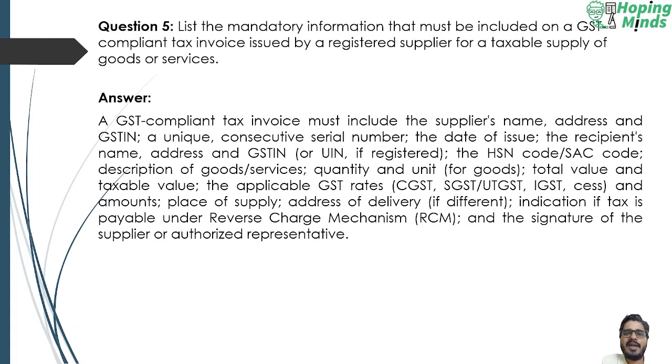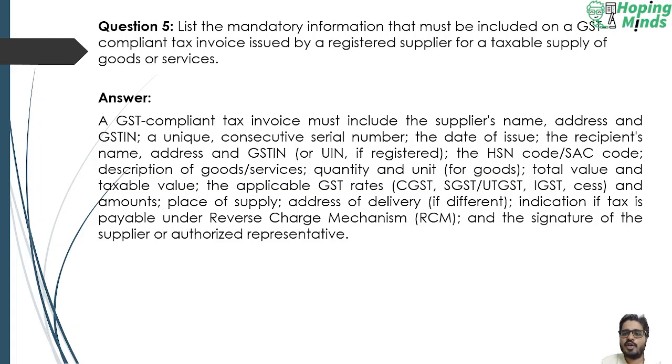Next, list the mandatory information that must be included on a GST compliant tax invoice issued by a registered supplier for a taxable supply of goods or services. So a GST compliant tax invoice must include the supplier's name, address and GSTIN, a unique consecutive serial number. This serial number, that is the invoice number, should not exceed 16 characters or else the portal will not accept.